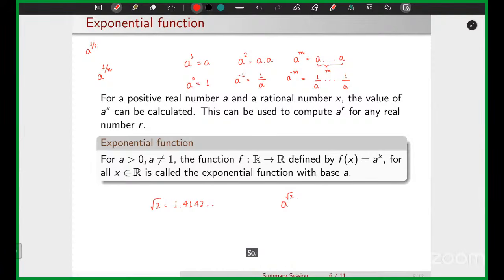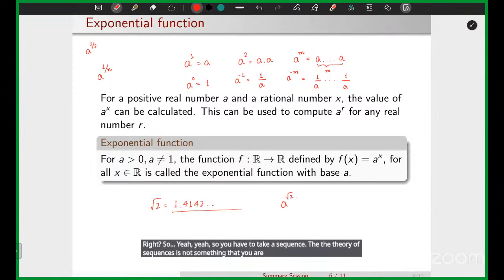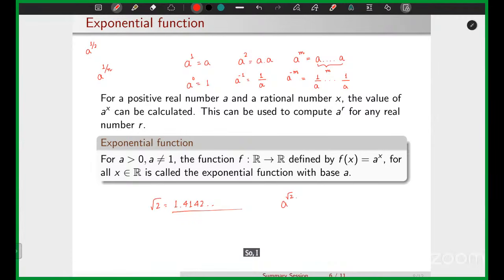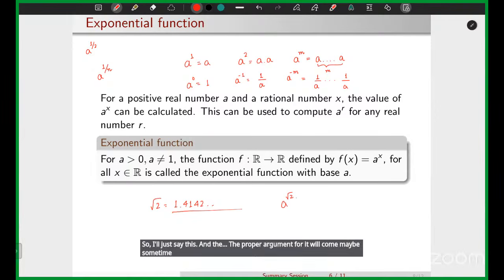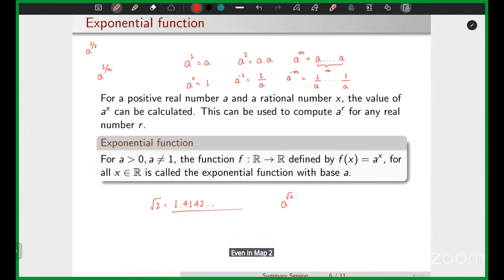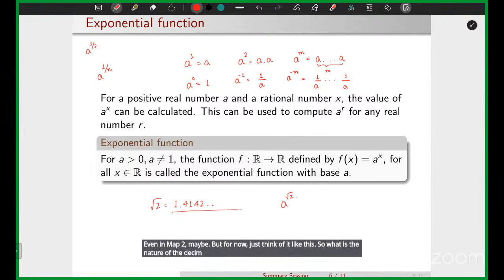So to define this, what we do is we look at the decimal expansion of root 2. So you have to take a sequence. The theory of sequences is not something that you are familiar with already, at least most of you. So I'll just say this, and the proper argument for it will come maybe sometime later, even in math 2 maybe. But for now, just think of it like this. So what is the nature of the decimal expansion of an irrational number?